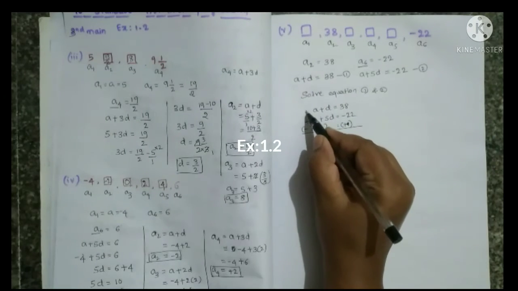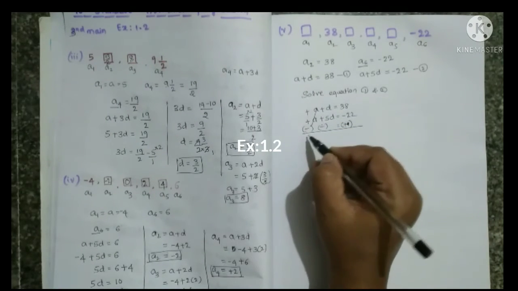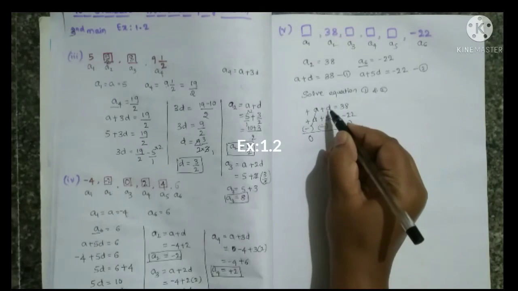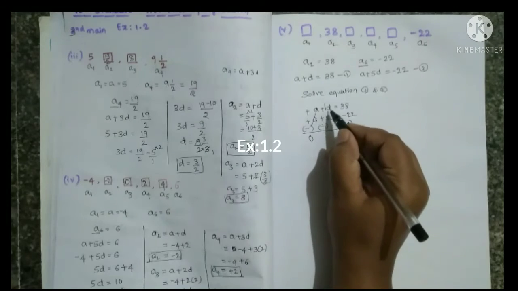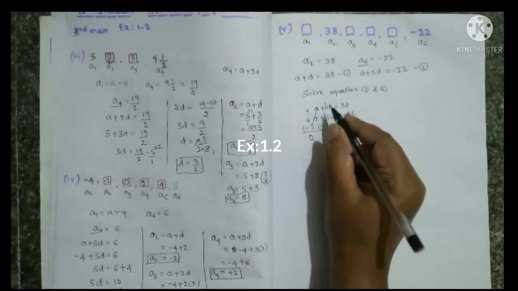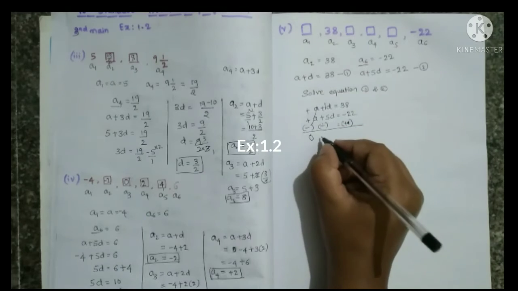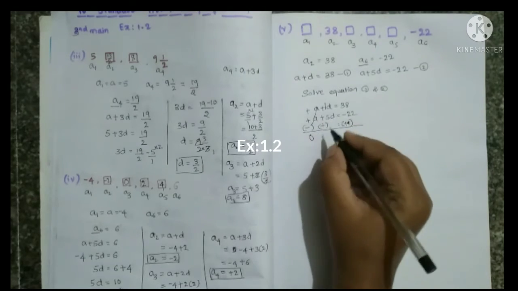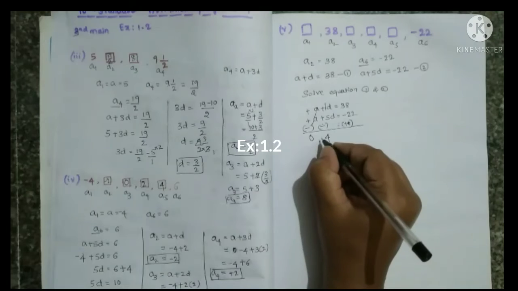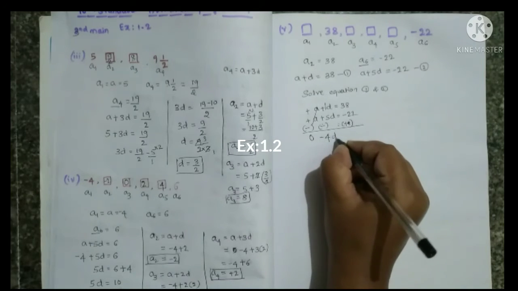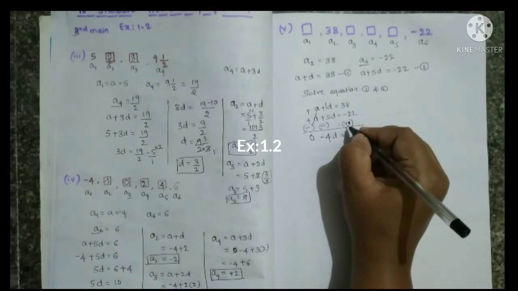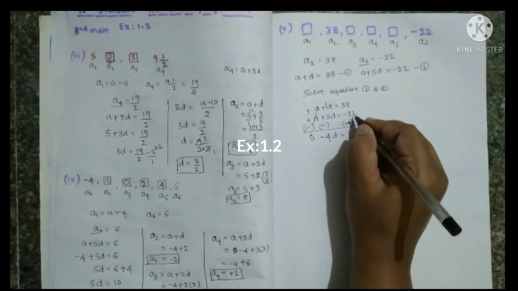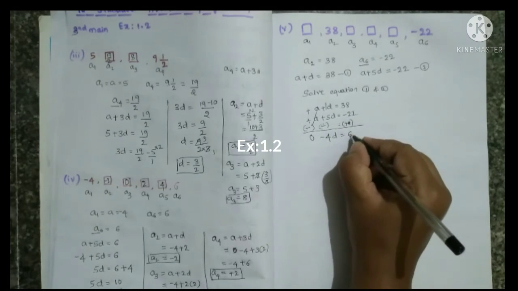Here you see this is plus A minus A, it will become 0. Now plus 1D minus 5D, you have to consider the changed sign. One is plus, one is minus, so you have to subtract. 5 minus 1 is 4 and the bigger number is containing the negative sign, so minus 4D equal to, here also both are plus. After changing, minus 22 became plus 22, so you have to add it. 38 plus 22 is 60.